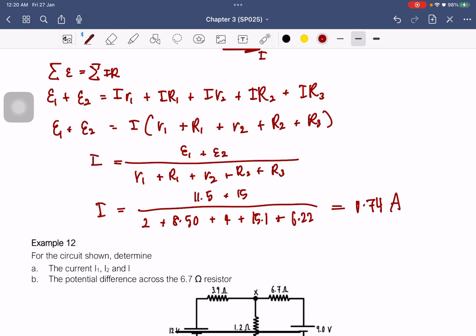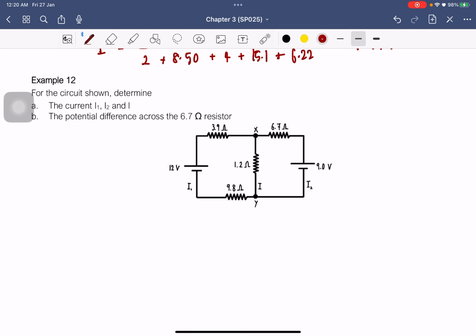Alright, so now example number 12. For the circuit shown, we have to determine the currents I1, I2, and I. This has two loops, and the potential difference across the 6.7 ohm resistor. This will be hard because I can't really write comfortably, so it's a bit difficult for me to write neatly. But it's okay, we can do it.